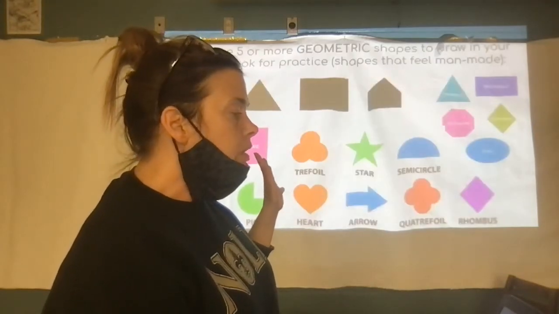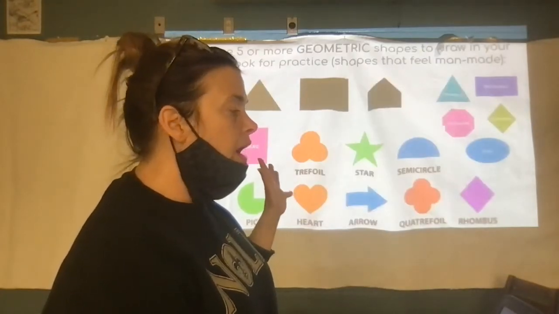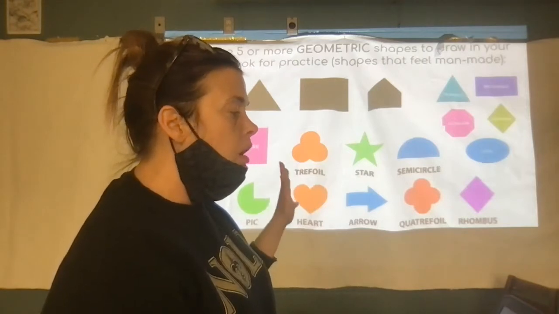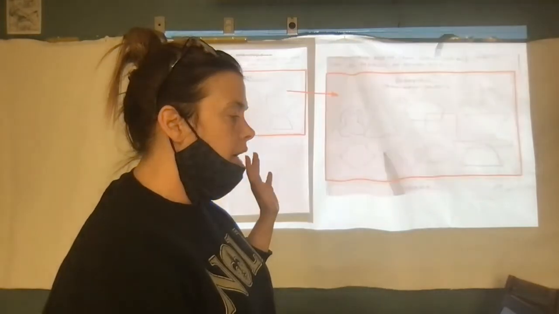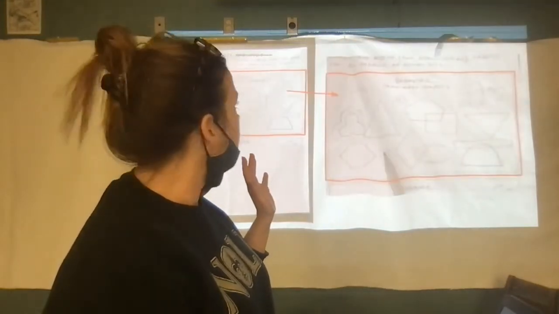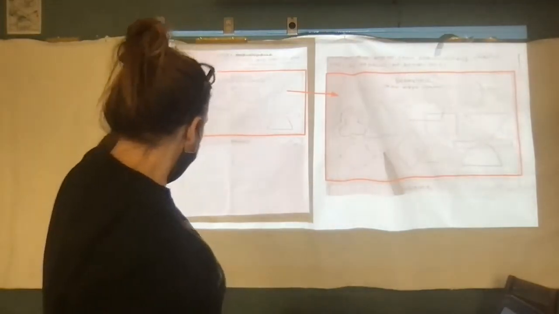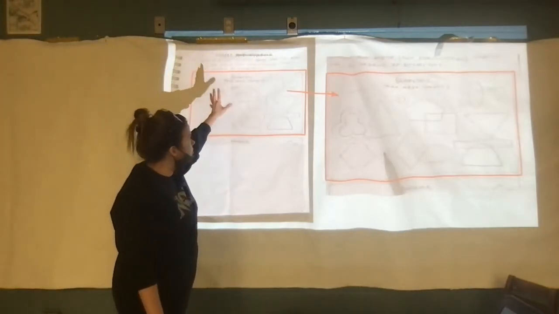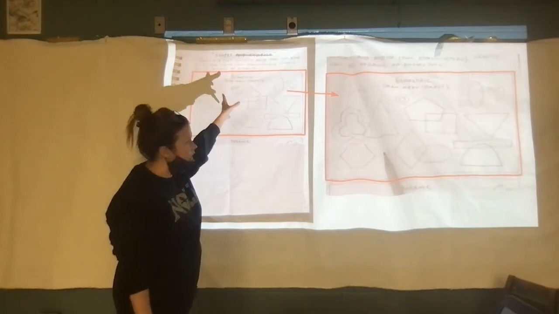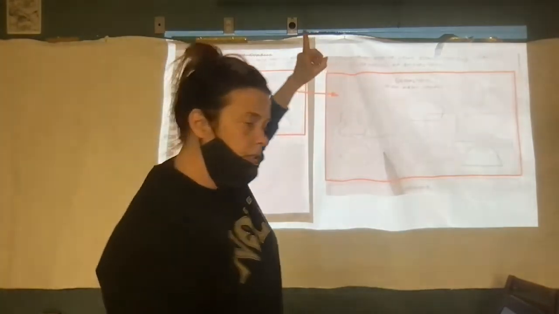And then you can pick from these. Choose five or more geometric shapes to draw in your sketchbook for practice. So it would look like this. So this is what you're doing. Shapes, you're writing the definition, and then you are drawing some shapes, geometric, organic. Okay, so that's one thing you're doing.